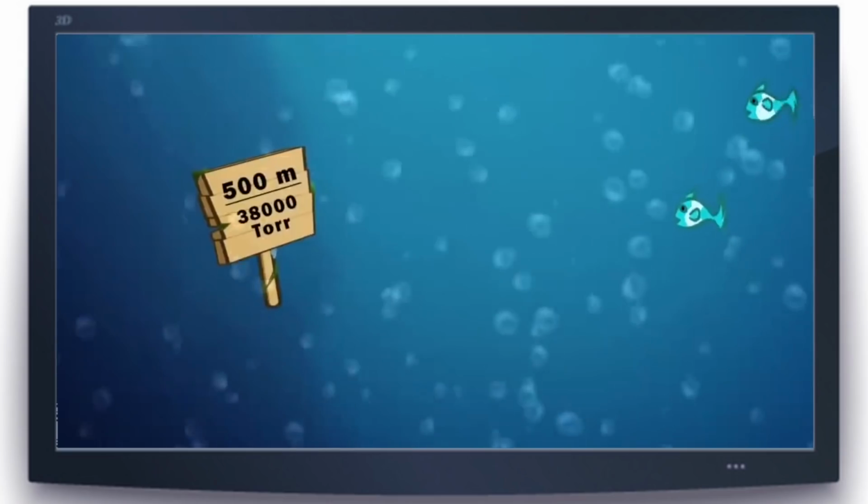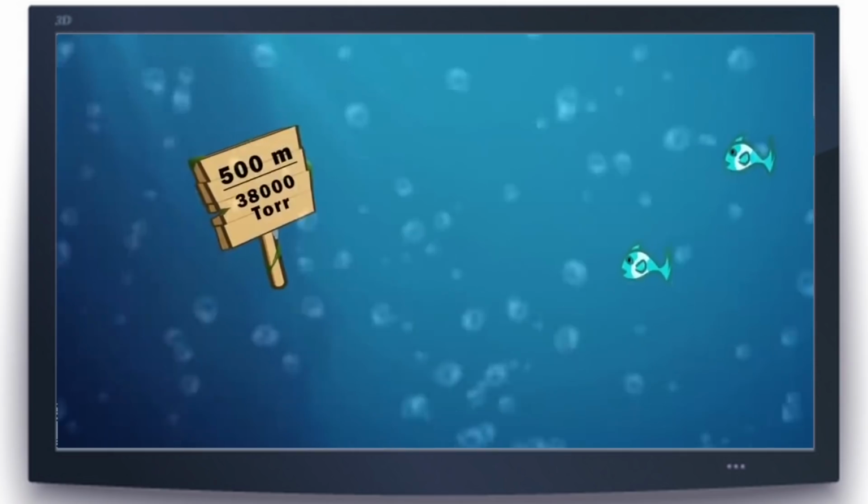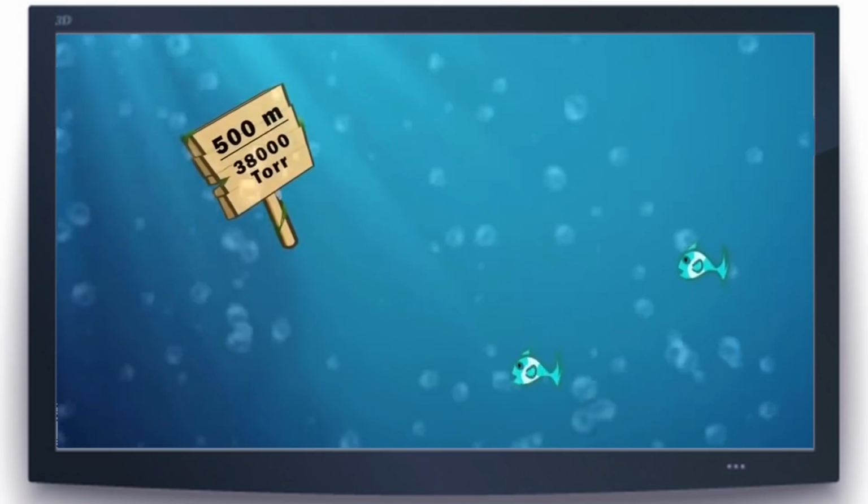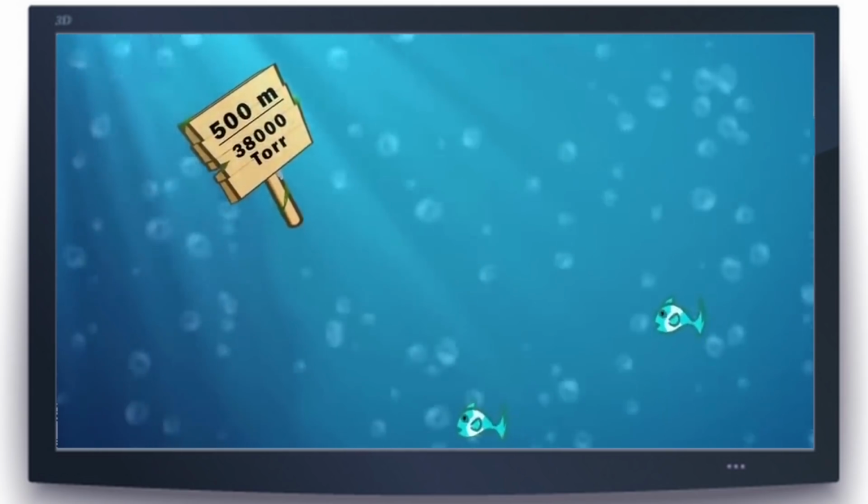At 500 metres depth, the pressure is just over 38,000 torr, because there is less water above this point than at 1 kilometre. This is demonstrated well by placing 3 holes down the side of a full water bottle. The slightly greater pressure of the water at the bottom, due to all the water on top of it, pushes the water out of the bottom hole at a greater rate than the other 2.